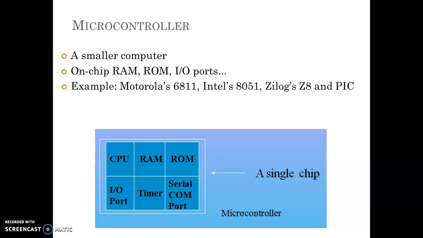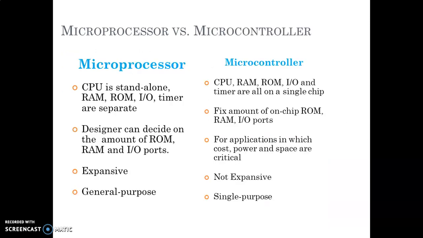The block diagram of the microcontroller is shown. CPU, IO port, RAM, timer, ROM, and serial communication port are all in a single chip. This is the microcontroller. Now the difference between microprocessor and microcontroller. In a microprocessor, the CPU is standalone; RAM, ROM, IO, and timer are separate. In a microcontroller, CPU, RAM, ROM, IO, and timer are all on a single chip.